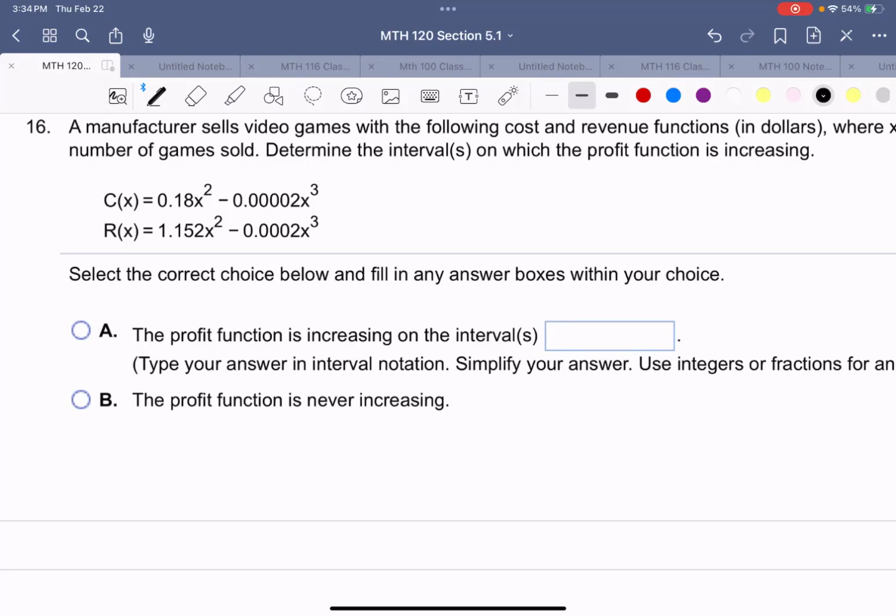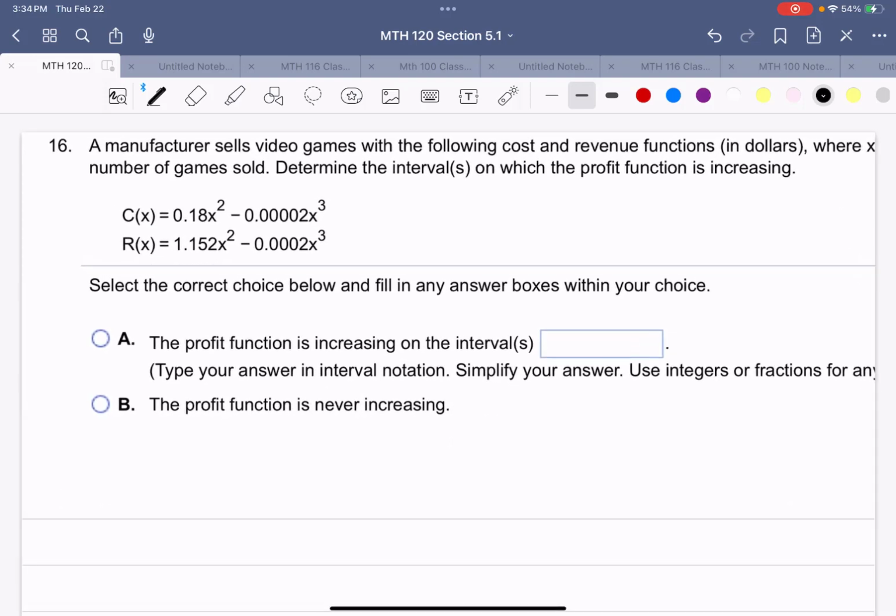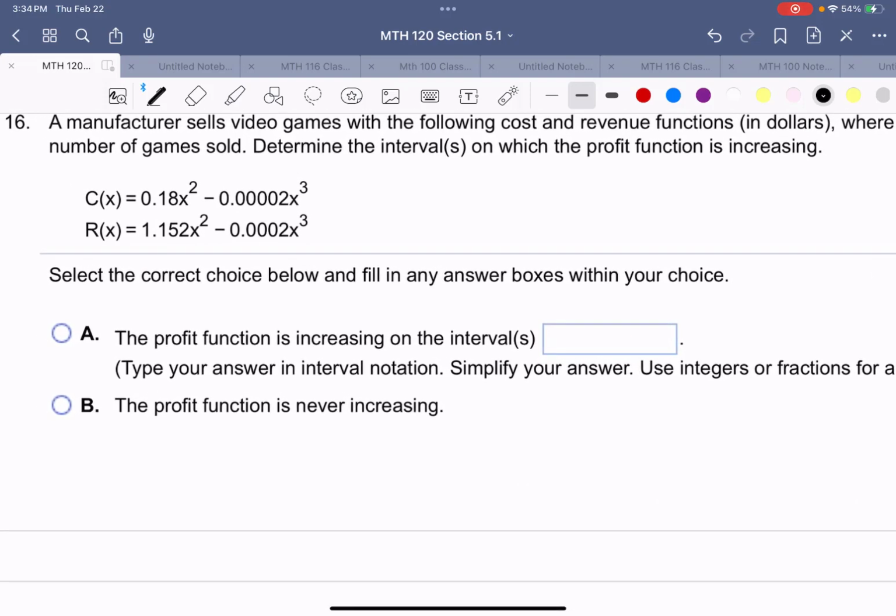Example 16. A manufacturer sells video games with the following cost and revenue functions in dollars, where X is the number of games sold. Determine the intervals on which the profit function is increasing. So it's important to remember that our profit function, P of X, is our revenue function, R of X, take away our cost function, C of X.